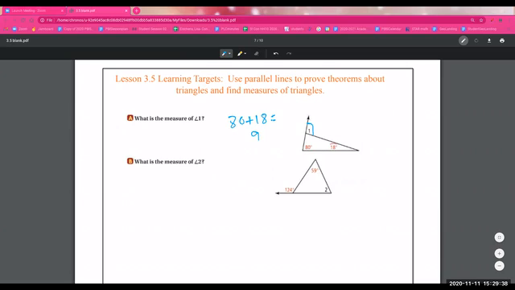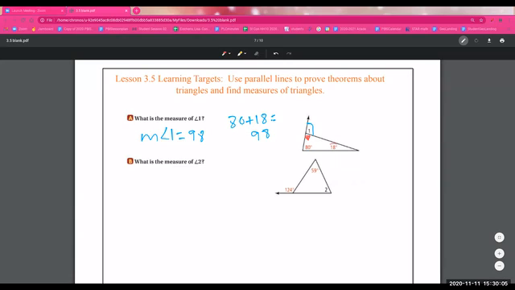Which is 98. So the measure of angle 1 equals 98. Now, like I said before, let's say that you didn't remember that, but you know that the inside angles have to add up to 180. So what you could do is figure out what this angle equals right here. So to do that, you would add the angles together.